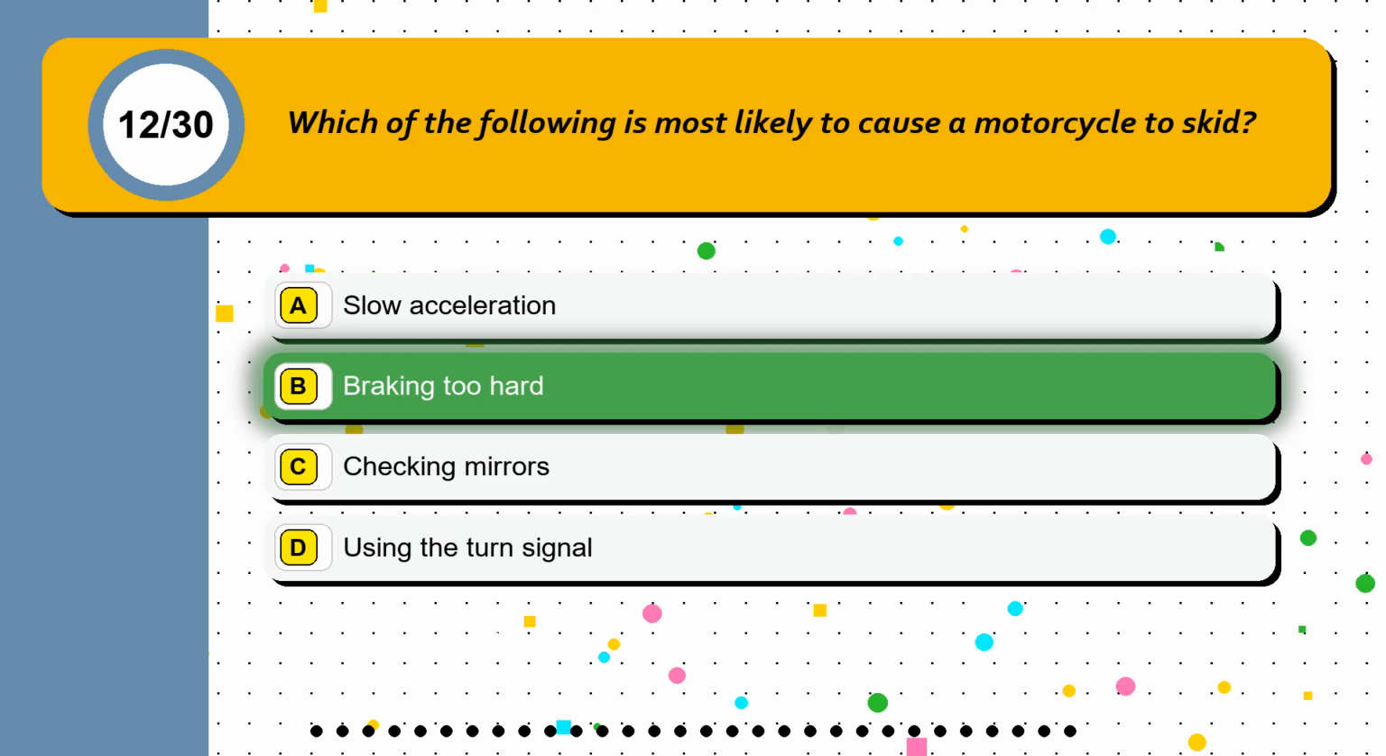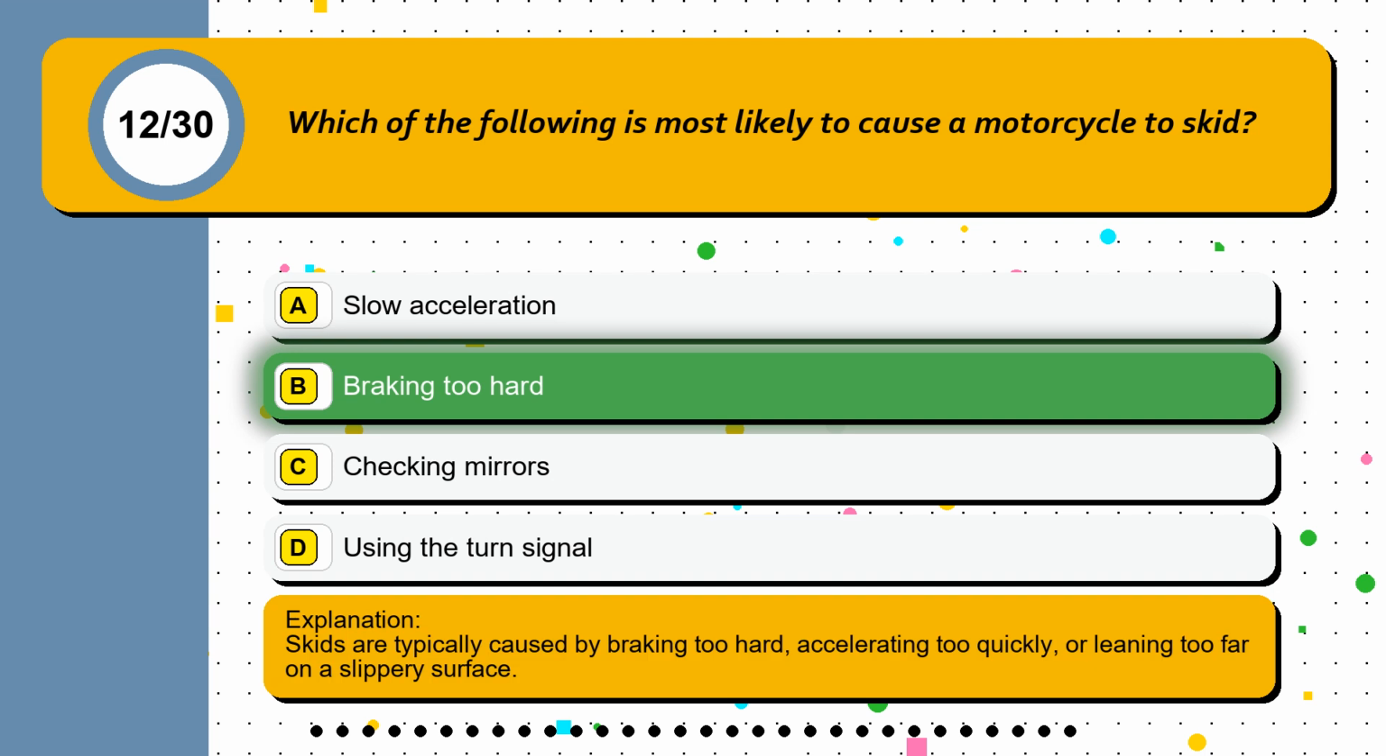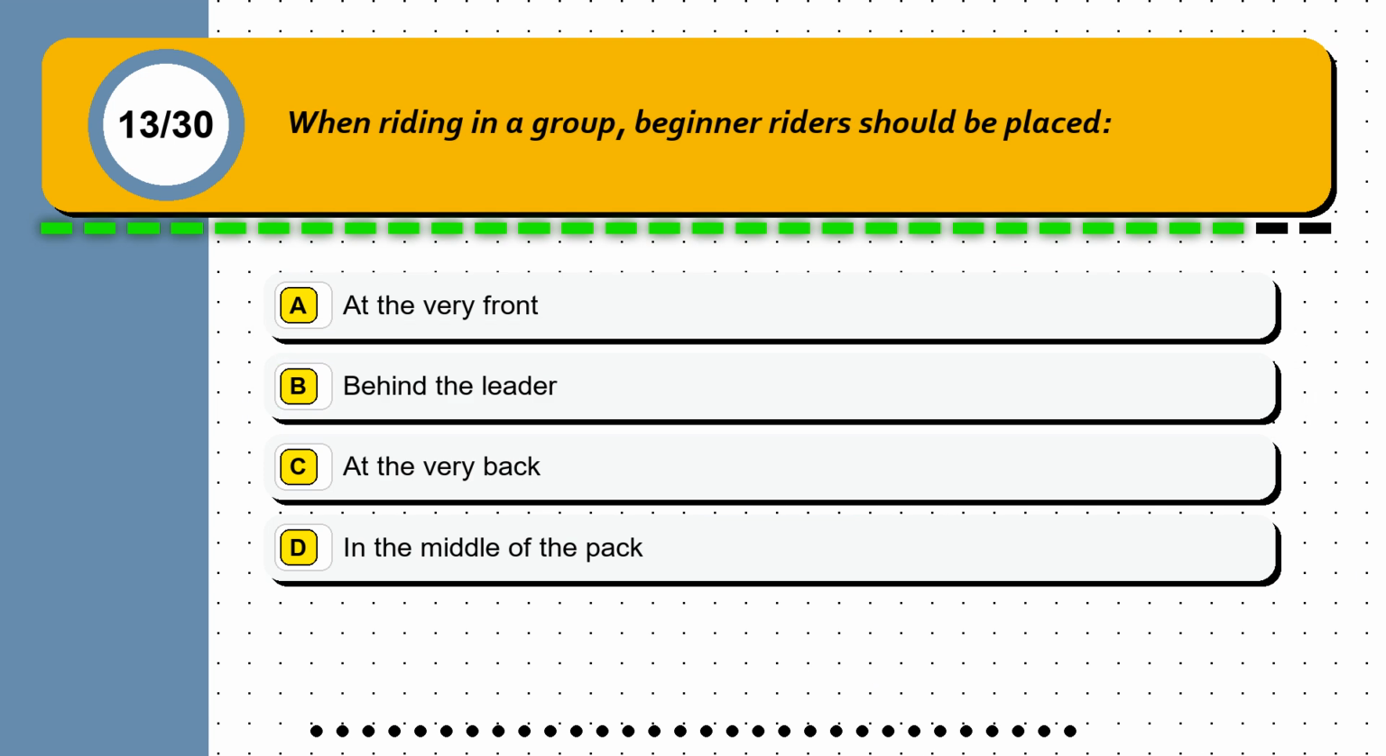The correct answer is option B. Braking too hard. Skids are typically caused by braking too hard, accelerating too quickly, or leaning too far on a slippery surface.